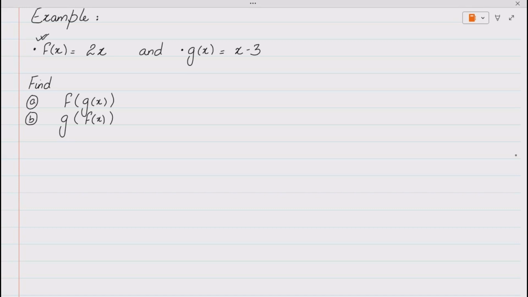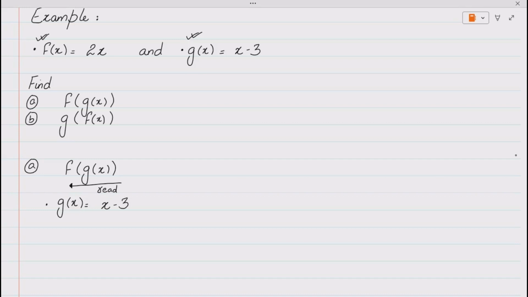This is the first function, this is the second function, and in part A they just want us to find f of g of x. Okay, so how do we find this f of g of x? First of all, what is g of x? For the composition of function, we always read from right to left. So when you read it from right to left, you see that we have g of x first. So write g of x first. So g of x is x minus 3.